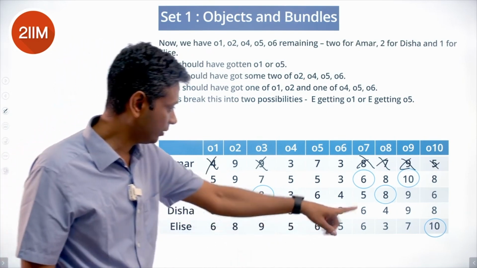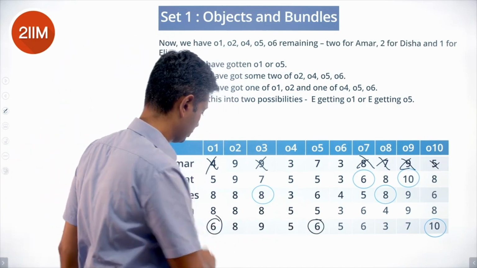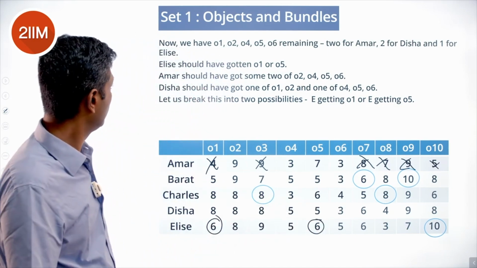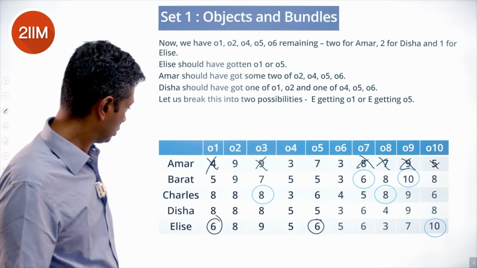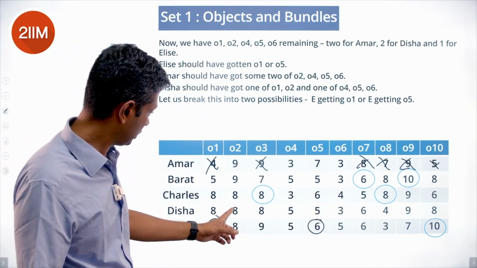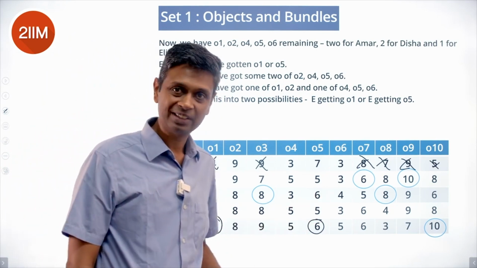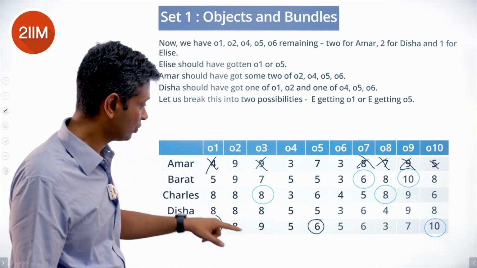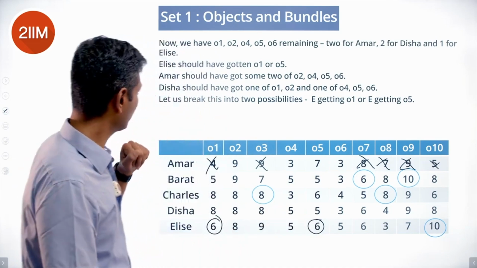Elise has got 10, it adds up to 16, should have got either this or this. Nice. Disha, her total should add up to an odd number. So there is 8 and 8, these two are remaining. 5, 5, 3 are remaining. That means she should have got one of these two and one of these 3. Even number plus odd number. That's what Disha should have got.